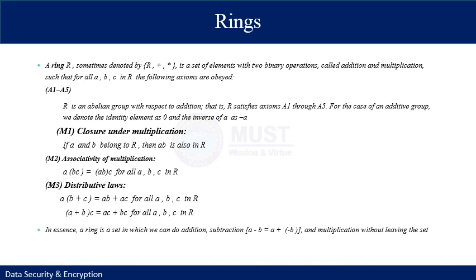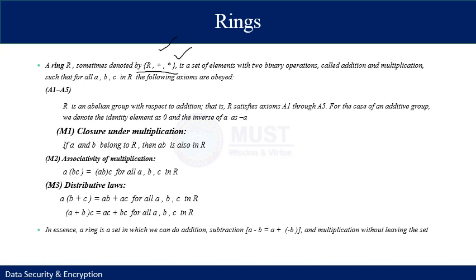So that defines the group on the whole. Let's move to the other definition, rings. A ring R is defined as (R, +, ×), a set of elements with two binary operations known as addition and multiplication, such that for all a, b, c in the ring R, the following axioms are obeyed.